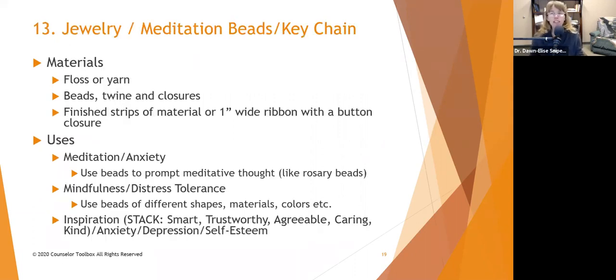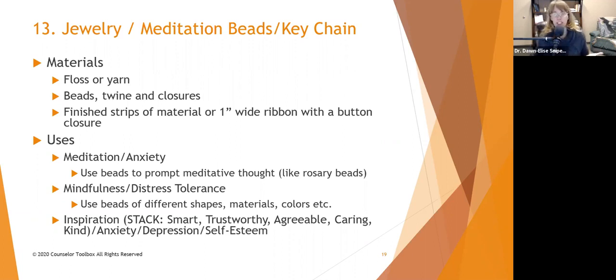Jewelry, meditation beads, or a keychain. I kind of lumped these all together because we're talking about beads and string. You can use materials like floss or yarn or twine. You can use beads. You can either tie the closures, or you can get little closures like the alligator clips that you have on your necklace, or you could use finished strips of material or 1 inch wide ribbon with a button closure, for example, to make a bracelet. You can make the bracelet with the ribbon, and then you can decorate the ribbon.